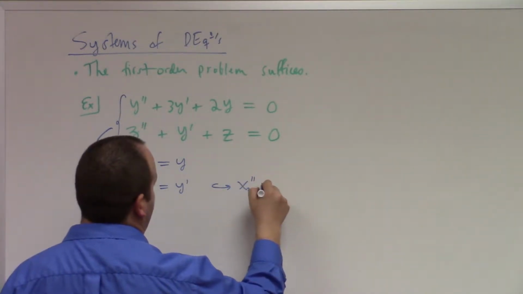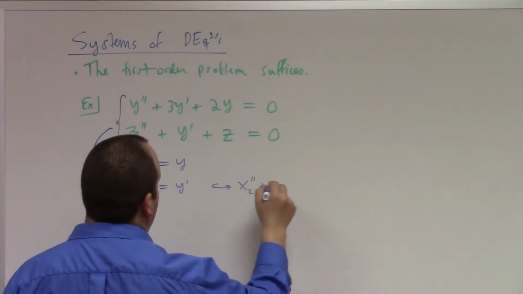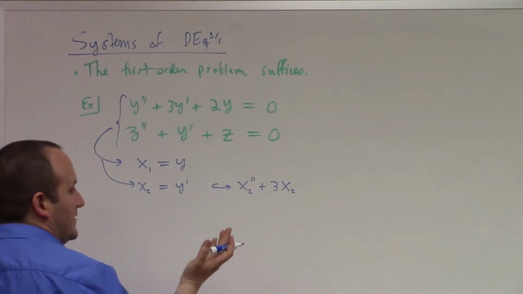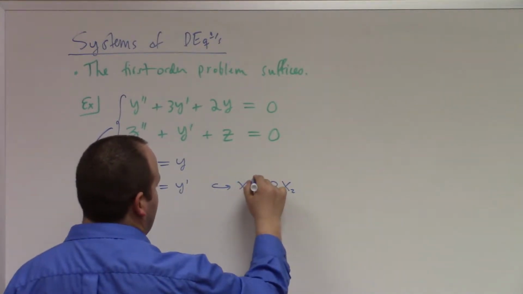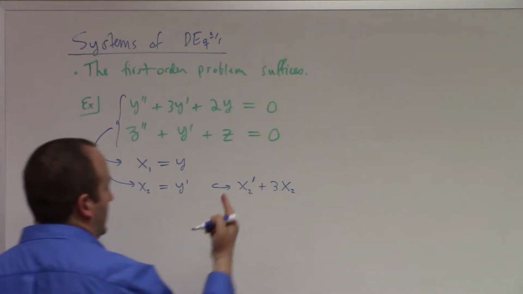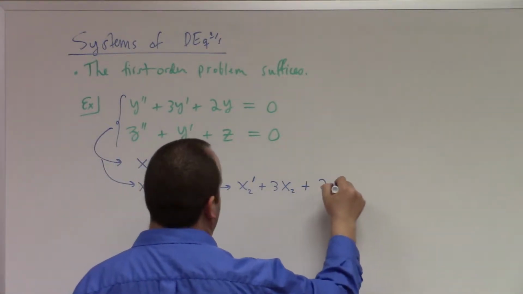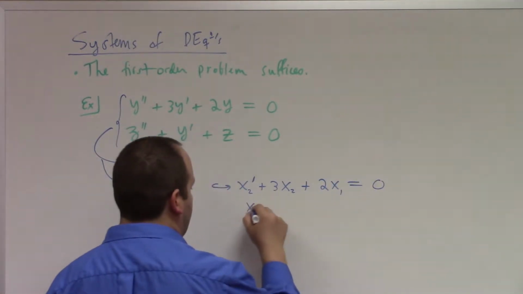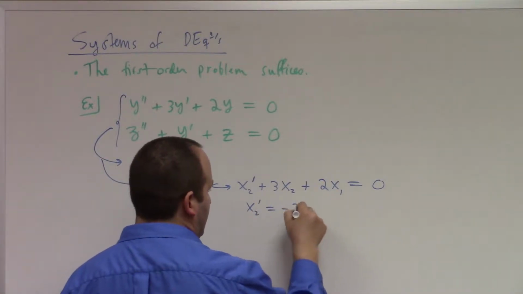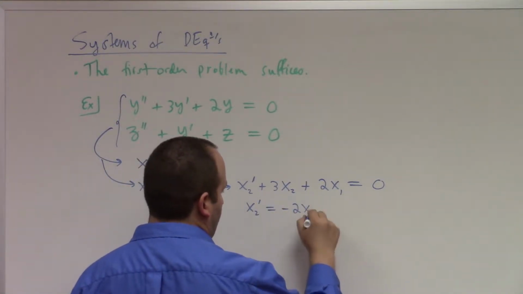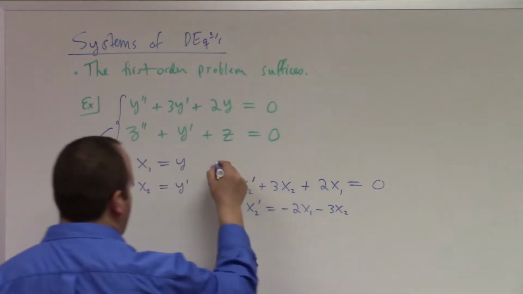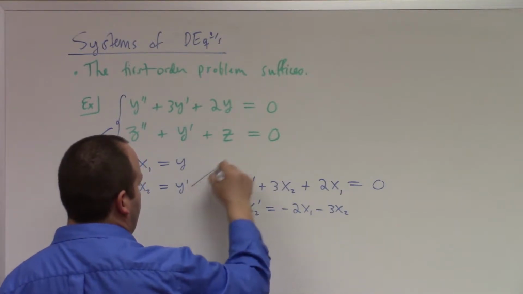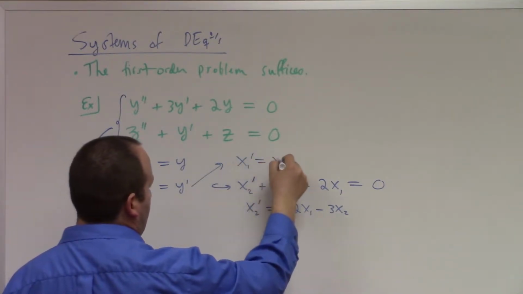Now, with x2 being y prime, that makes my first equation become what? x2 prime plus 3, what? x2, that's kind of the whole point. It changes the second derivative to a first derivative. 3x2 plus 2x1 equal to 0, or as will be convenient to us, x2 prime is equal to minus 2x1 minus 3x2. And of course, I can write the first one as x1 prime is equal to x2, right?